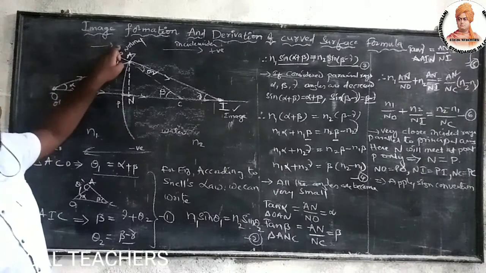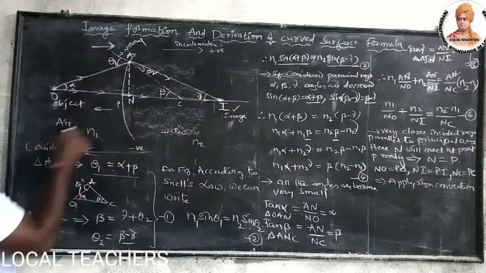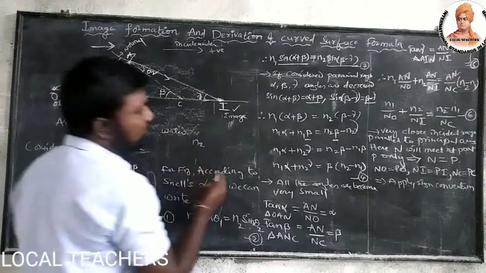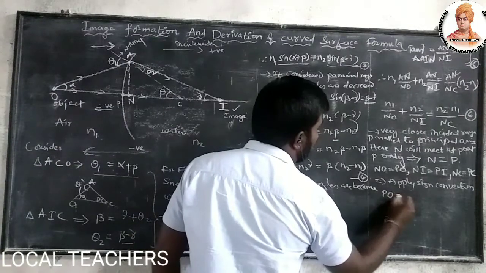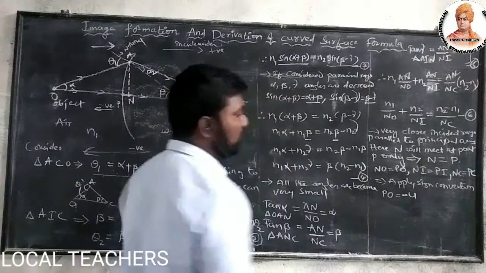So the incident ray is in this direction, and we are measuring the distance in this direction, so it will give negative. So what are we going to write now? The distance PO equals u. Applying the sign convention, it becomes minus u.